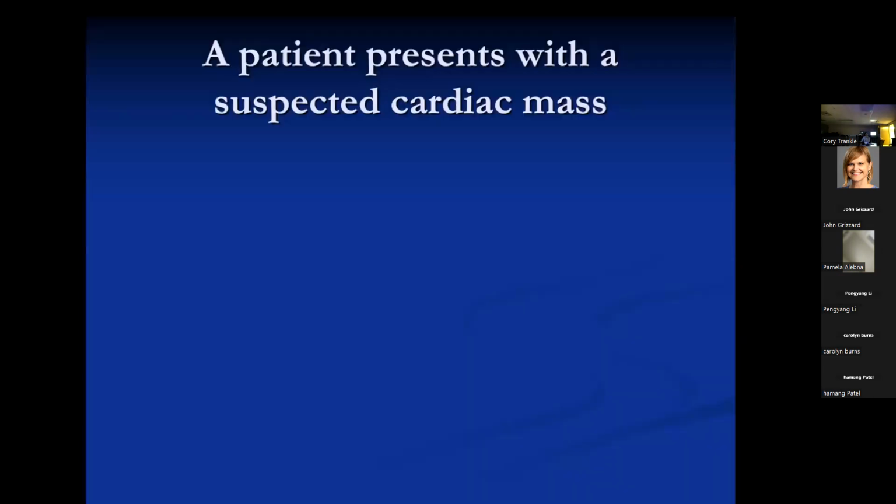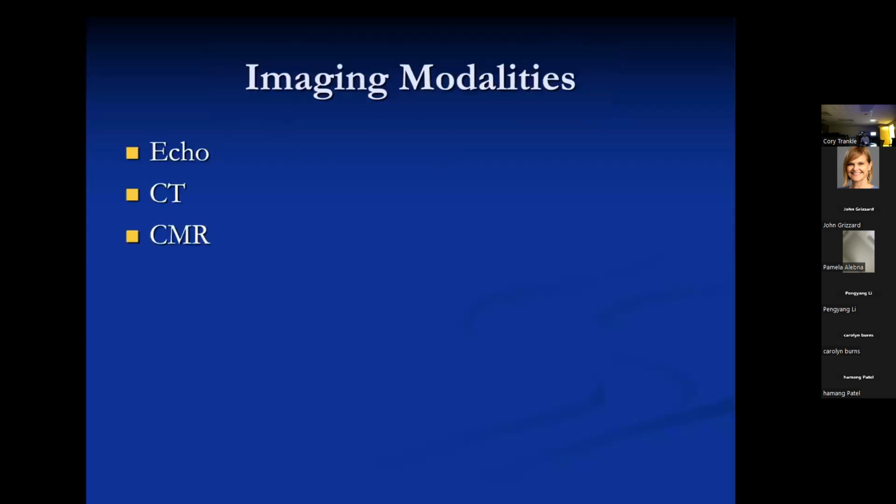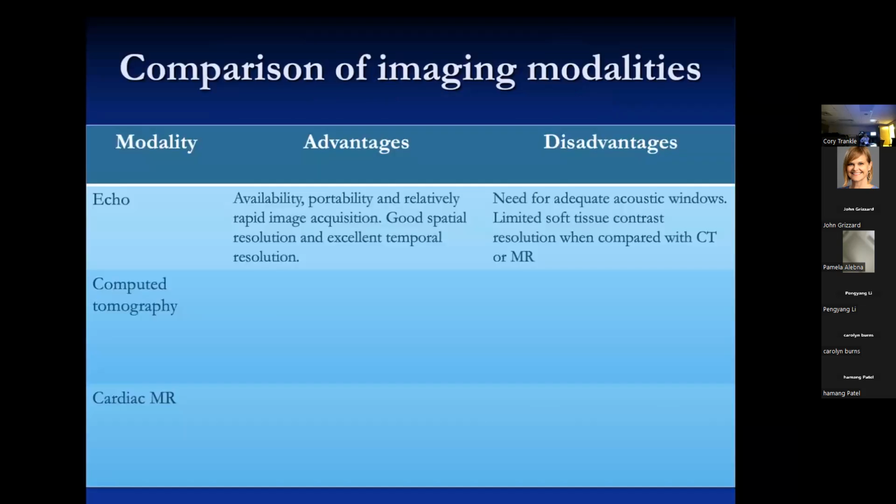And here we go. So here's what it's like. We have a patient presenting with a suspected cardiac mass, and we're trying to debate how to work it up. Options include echo, CT, and CMR. Echo has great availability. It's fairly portable. You can very rapidly acquire images. The problem is you don't always get comprehensive 3D imaging of the cardiac structures or the mediastinum, and you don't have great soft tissue resolution in terms of characterization of tumors and so forth.